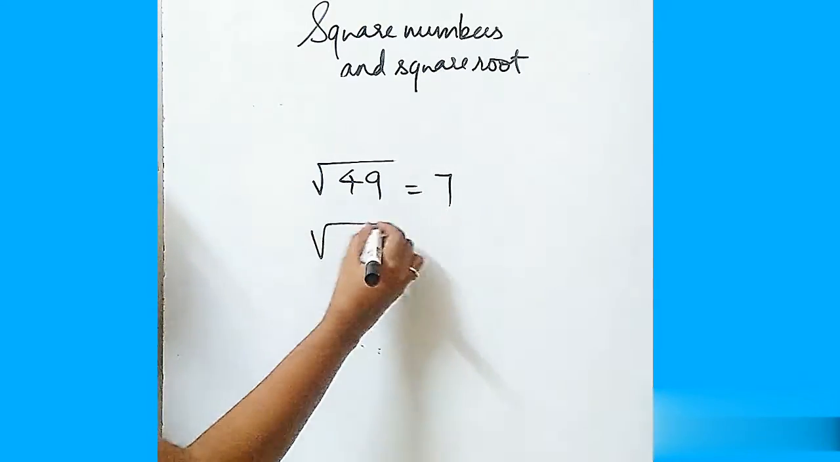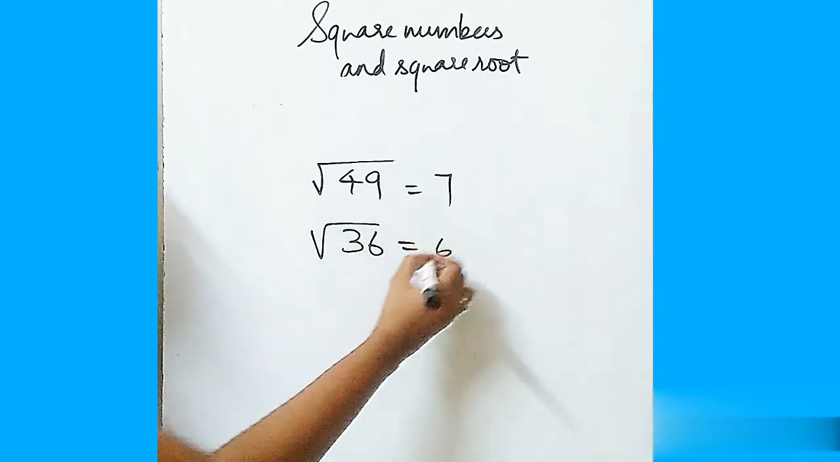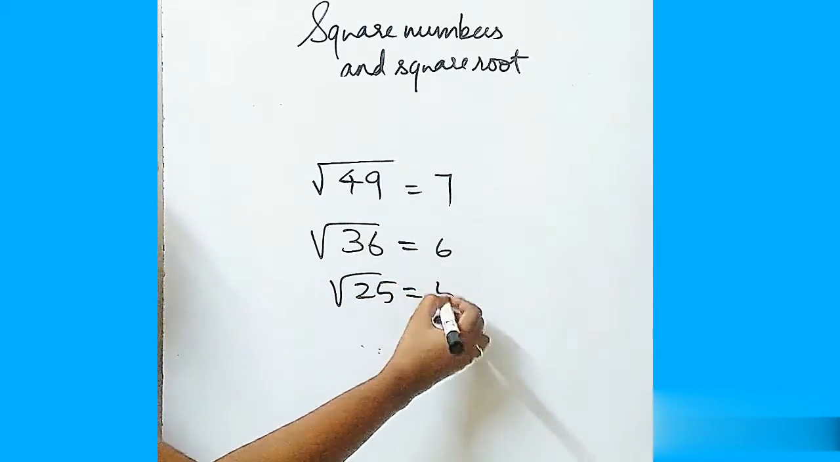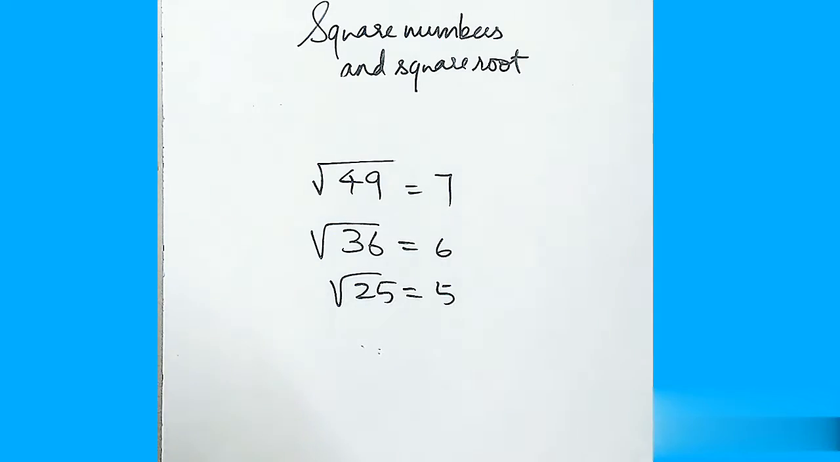I'll take another one, 36, that also gives 6. The square root of 25 is 5. So this way you have to memorize. That's why I'm telling you, please memorize the numbers, and remember what each number is for. This is the square root. Now this is simple. When you memorize it, everything will be easy.